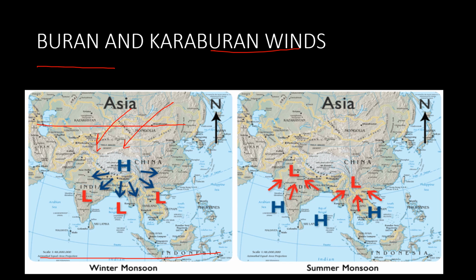But in case of summer, as the ITCZ would be in this region, there will be a possibility of them getting direct insolation. This region would be getting direct insolation, which leads to this season not being much colder. That's why now these Buran and Karaburan winds will be hot and dry, of course, due to continental origin.